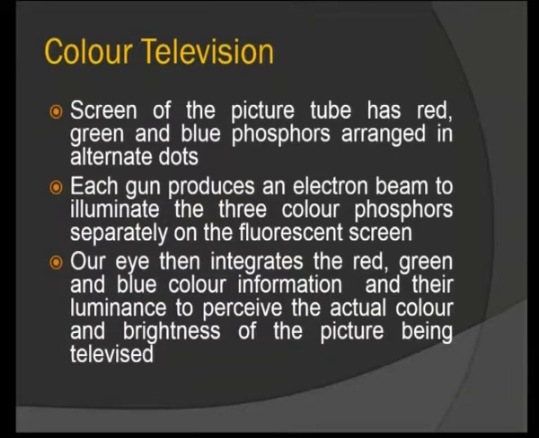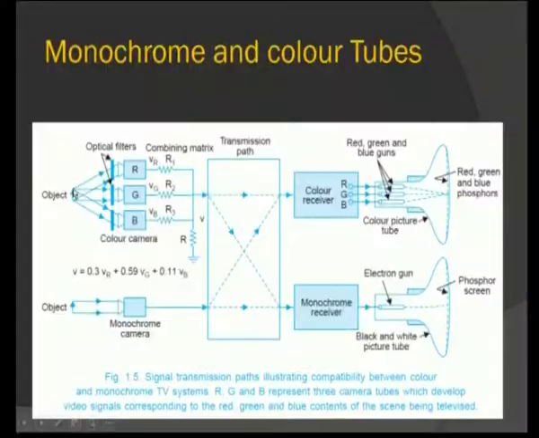So, our eye then integrates the red, green and blue color information and their illuminance to perceive the actual color and brightness of the picture. So, this is how in a color television the picture quality, the brightness and how the color will appear on the screen. So, next will be monochrome and color tubes.